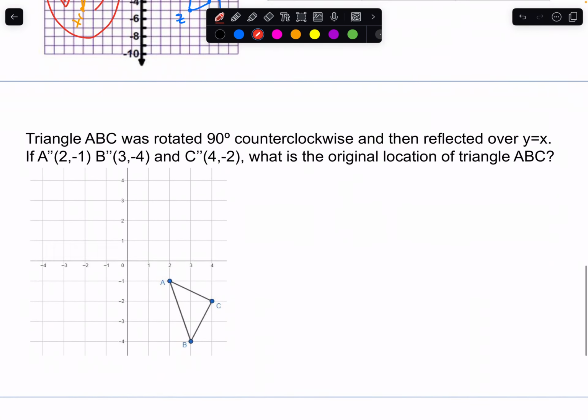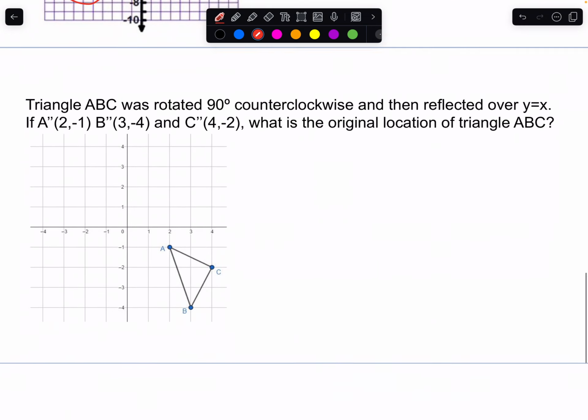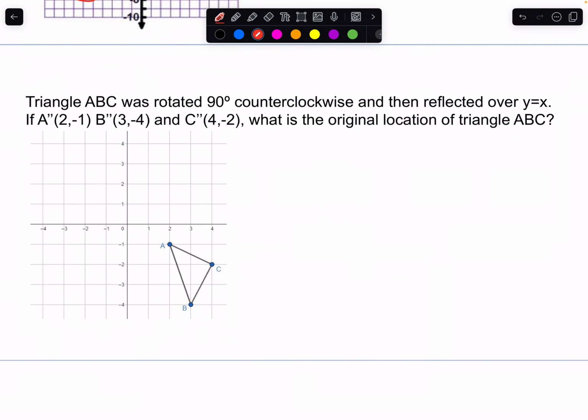Now, so far we've been going forward in a composition of transformations. Now we want to undo it. We want to work backwards. You're given triangle A, B, and C. This should be A double prime. Let me change the color. I didn't label this correctly, but it's A double prime, C double prime, and B double prime.